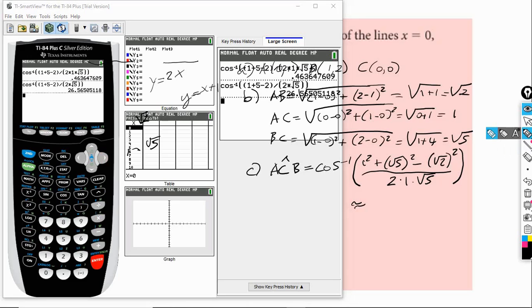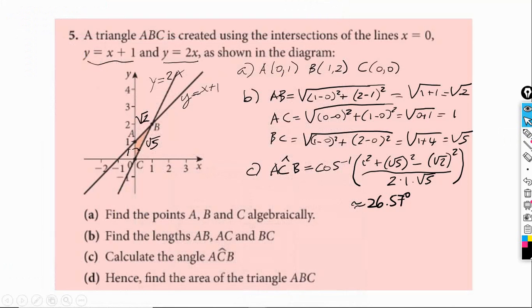So this is approximately, let's write it down here. 26.57 degrees, let's round it a little bit. Okay, I'm going to hide the calculator now. And we have that. So that's angle ACB.